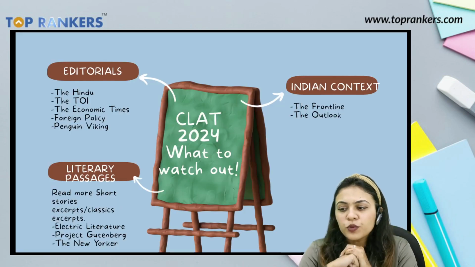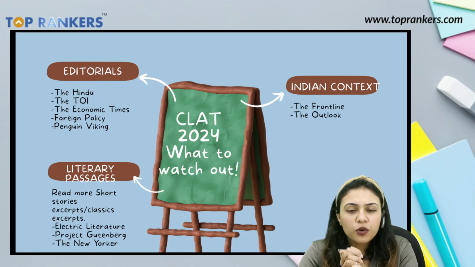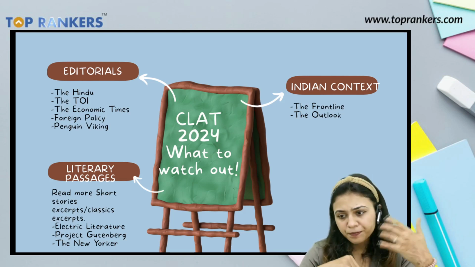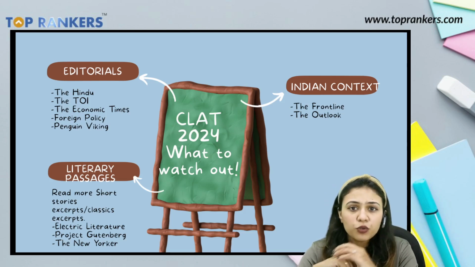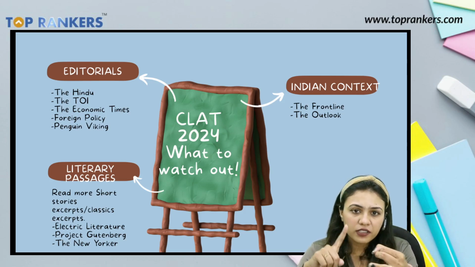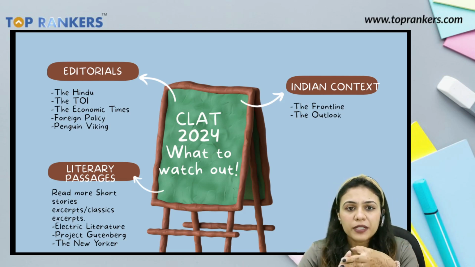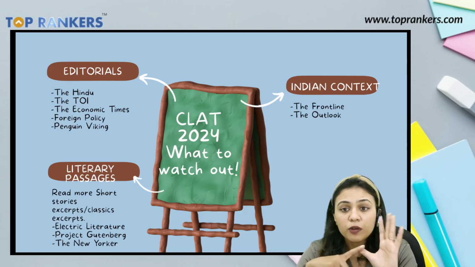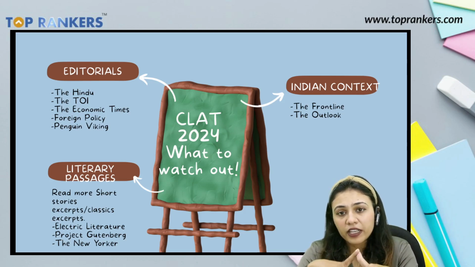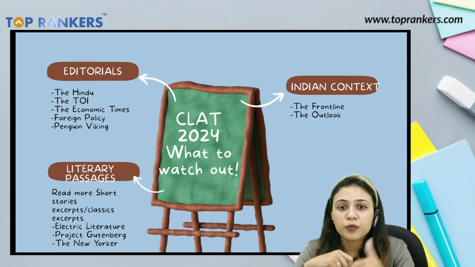Now, moving to CLAT 2024, what do we need to watch out for? So I have written here some magazines, as you can see, some websites. If I talk about editorials, where can we read from? The Hindu, The Times of India, The Economic Times, Foreign Policy and Penguin Viking, because articles from Foreign Policy and Penguin Viking had come in 2023.